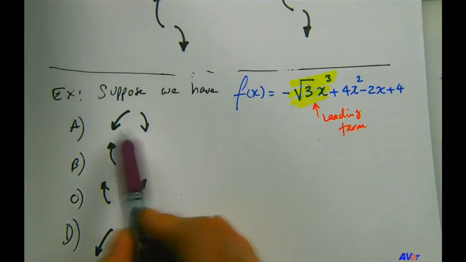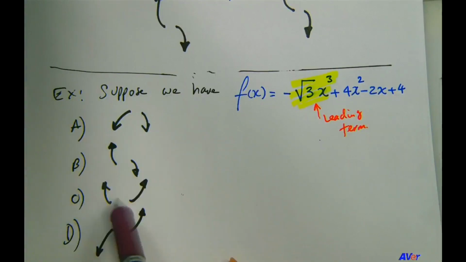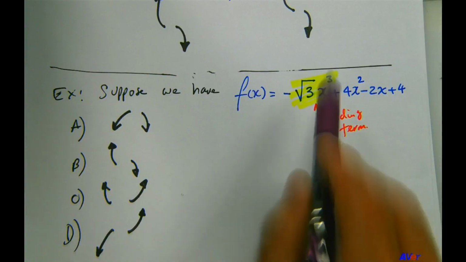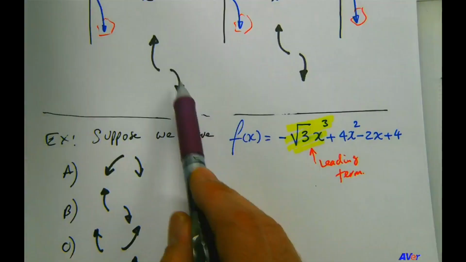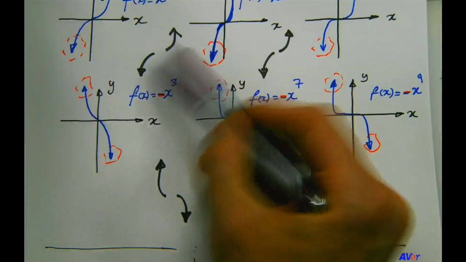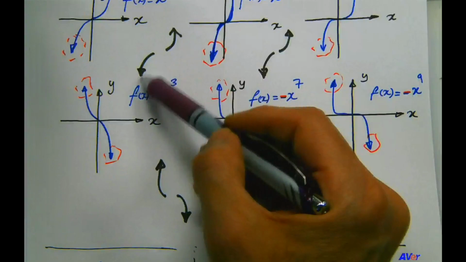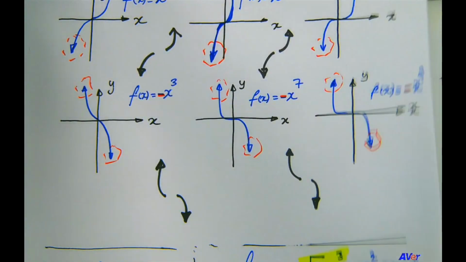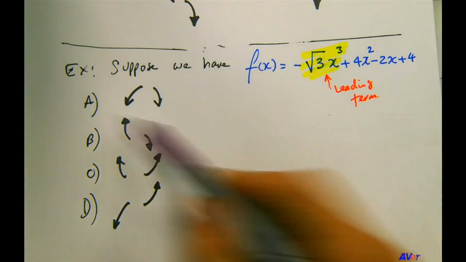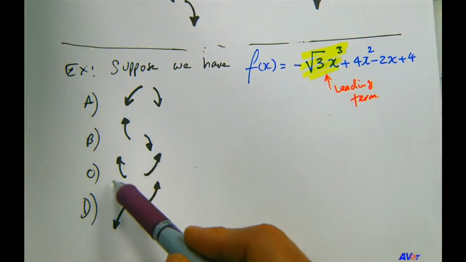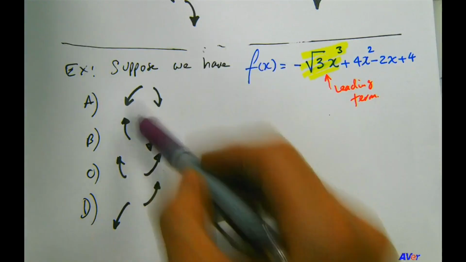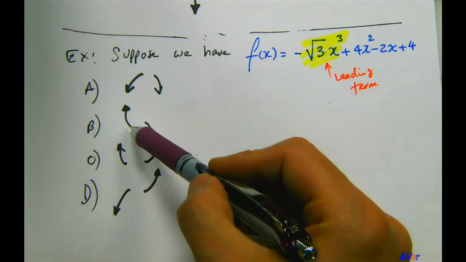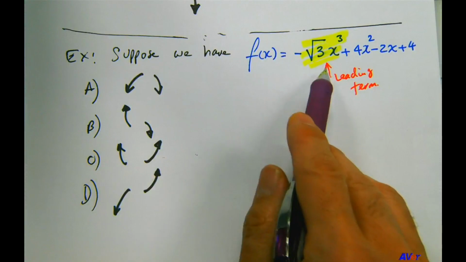So for sure we know that A and C are out of the question. Because the leading term's power is odd, the end behavior is in the opposite direction. One is going up, the other one is pointing downward. So it can't be A or C, because in A and C both sides are pointing in the same direction, either down or up. So it's either B or D for this function, right?